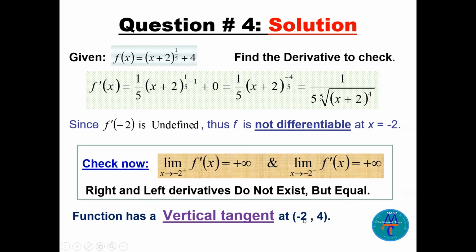From where do we get the 4? Replace minus 2 in the function itself. So minus 2 plus 2, that's a 0. It will be 4. Now, if these limits were different, like one is plus infinity and one is minus infinity, or one is minus infinity and the other is plus infinity, then the function has a cusp.